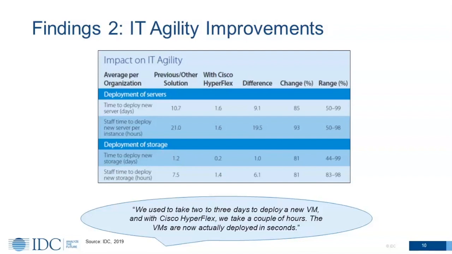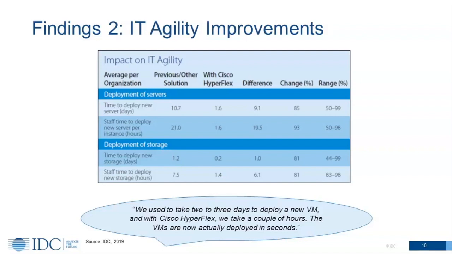This slide demonstrates both the significance of this benefit for interviewed organizations, reductions in time of more than 80% for deploying both server and storage resources on average, as well as the consistency of these benefits across interviewed organizations. You can see that all organizations we interviewed have at least halved the time required to deploy new server resources and are delivering storage resources in 40 to 99% less time with HyperFlex.